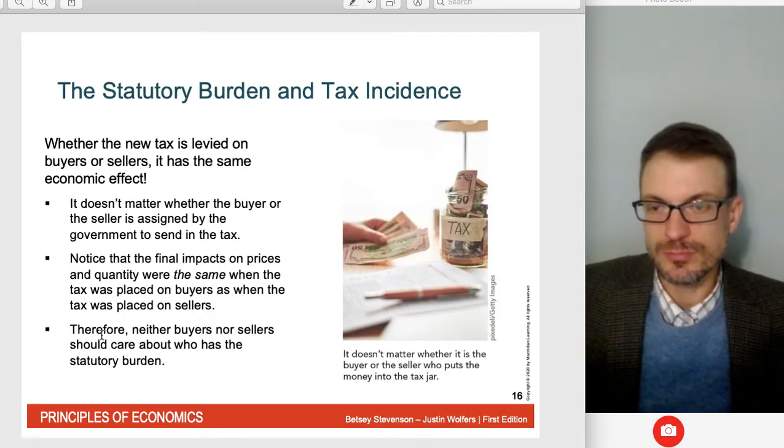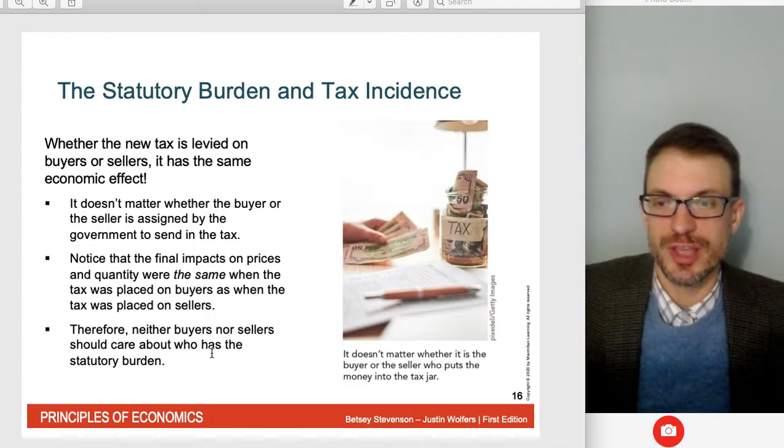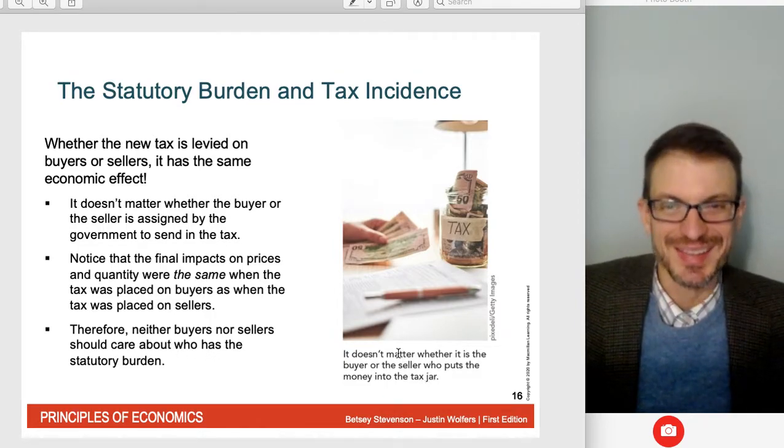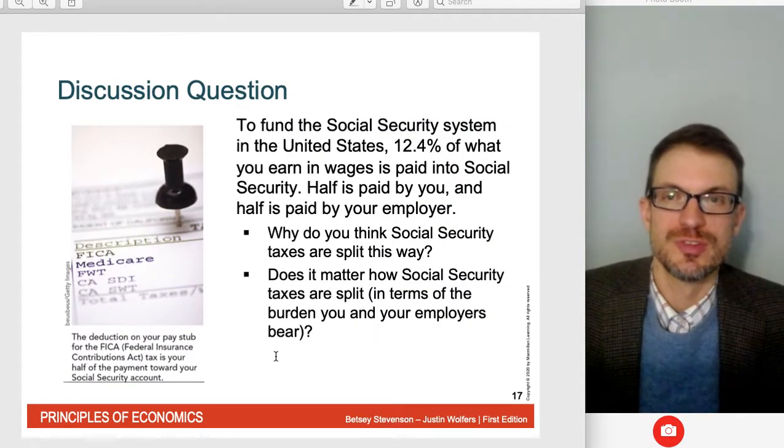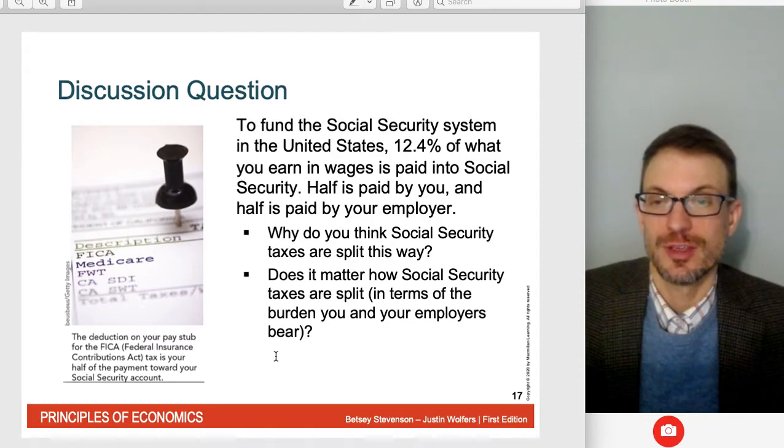Neither buyers nor sellers should care who has a statutory burden. It doesn't matter who's putting the money in the jar. It matters whose side is more inelastic. So here's an example.